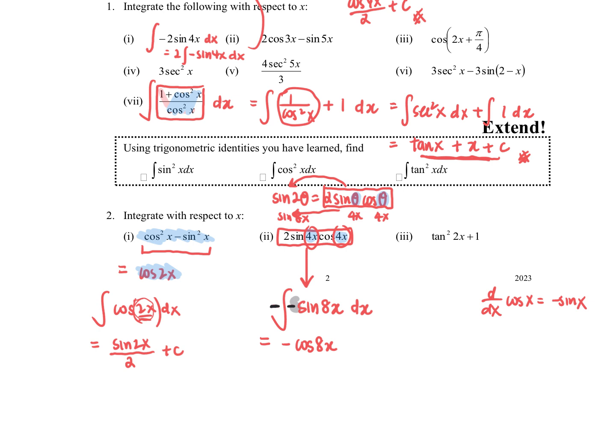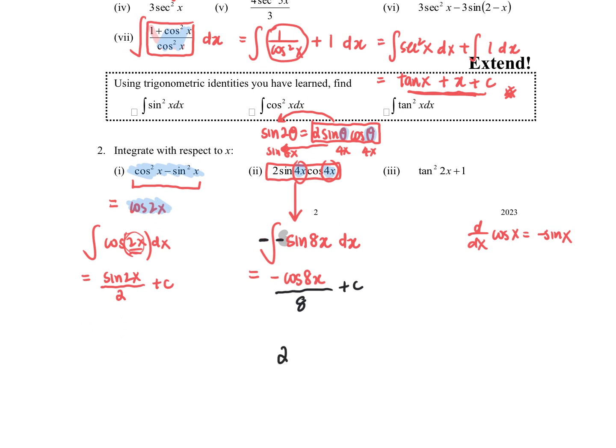Okay, divide by what? 8. Then remember your plus C. Double angle formula. If I have 2 sine theta cos theta, I get sine 2 theta. But now I have 2 sine 4x cos 4x. So I should get sine 2 times 4x, which is 8x.